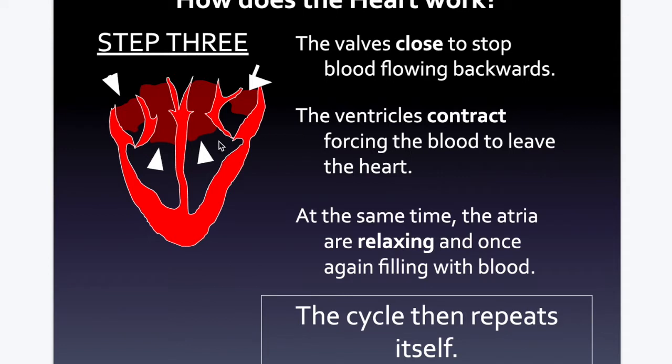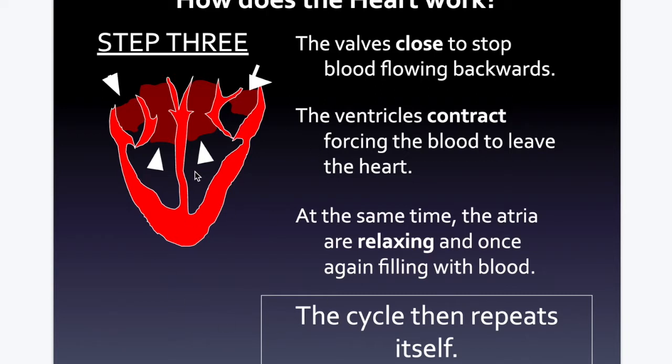Next, the ventricles will contract. That forces the tricuspid and bicuspid valves closed so that blood can't flow backwards, and pushes blood out through the aortic valve or through the pulmonary valve into the aorta or into the pulmonary arteries. When this is happening, you can see on here that the atria are refilling with blood.